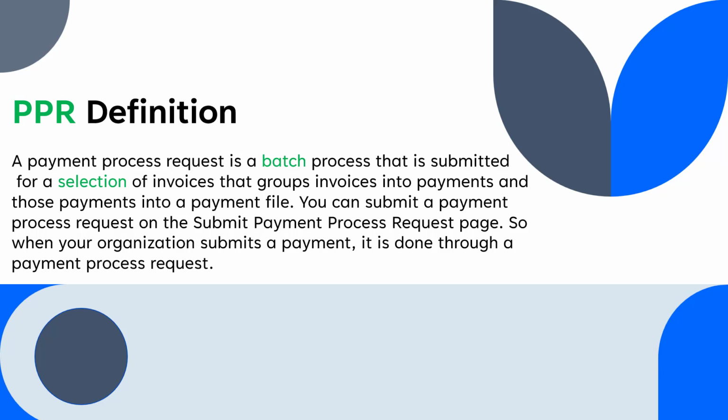A standard payment process request typically contains multiple documents payable to be paid. These documents are processed in batch mode, where they are first built into payments and then the payments are built into payment files for final disbursement, whether in the form of check or by electronic transmission.